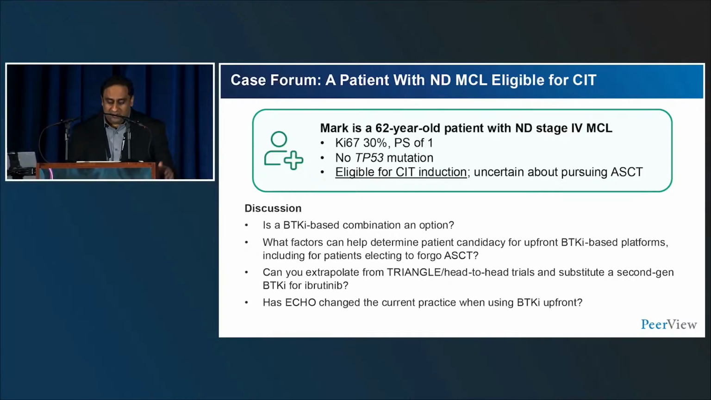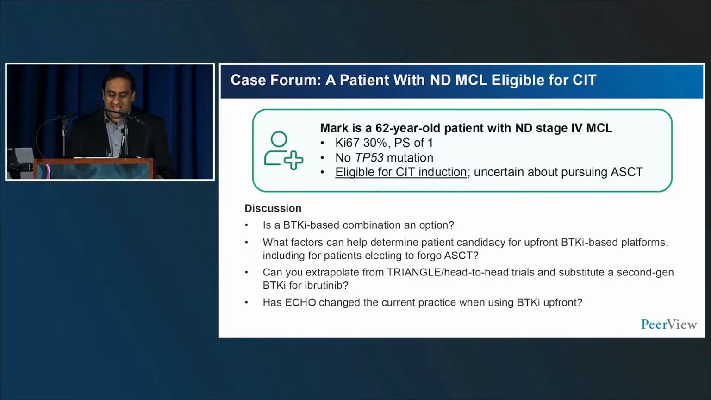We have Mark here, who's a 62-year-old patient, stage 4 mantle cell, Ki-67 30%, PS of 1, and no TP53 mutation. He's eligible for a chemoimmunotherapy induction, but he's not sure if he wants a transplant. So there are some questions here: are you offering a BTK-based induction? And what are you telling him about transplant based on the data that I just shared?